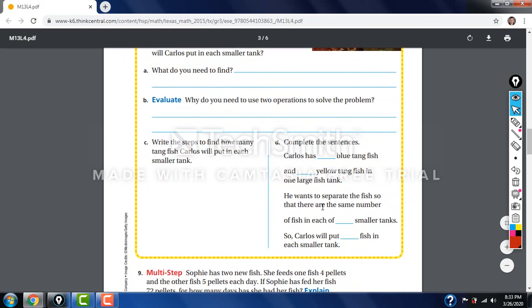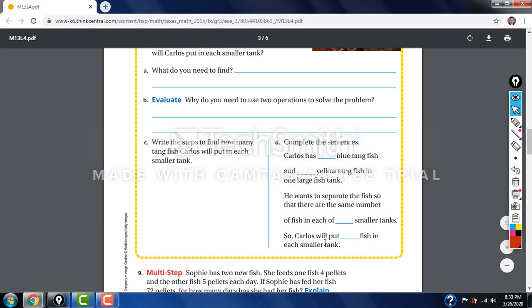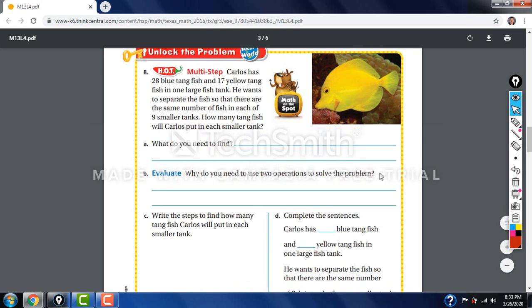I want to separate the fish so that there are the same number of fish in each of the what? How many smaller tanks? Well, it says right here, 9. So Carlos will put how many fish? So we already worked it out here. 45 divided by 9 is 5. So Carlos will put 5 fish in each smaller tank. Okay, so that's how you work this out, and it's right here for us. Good job.